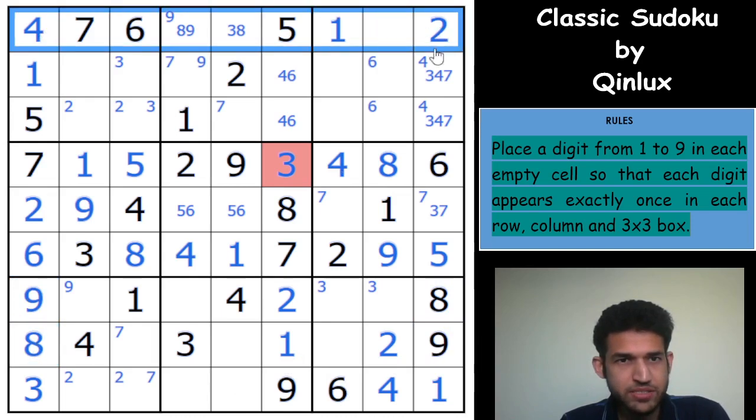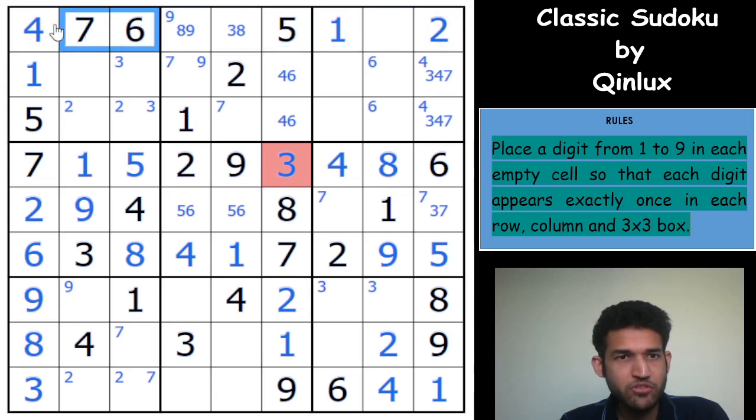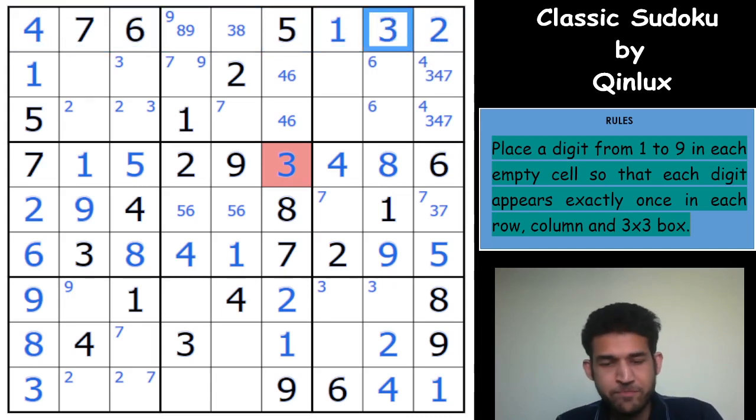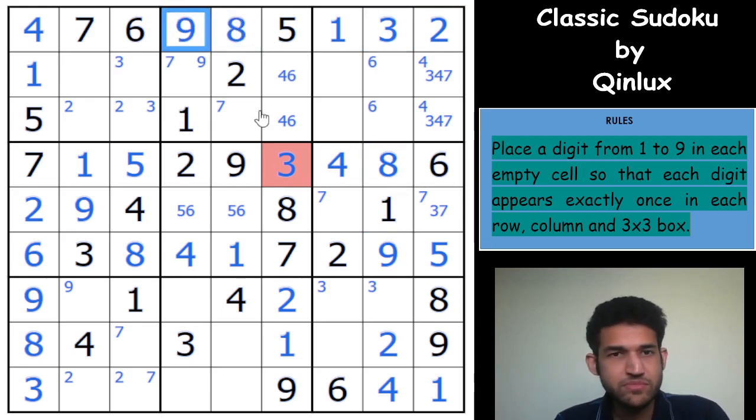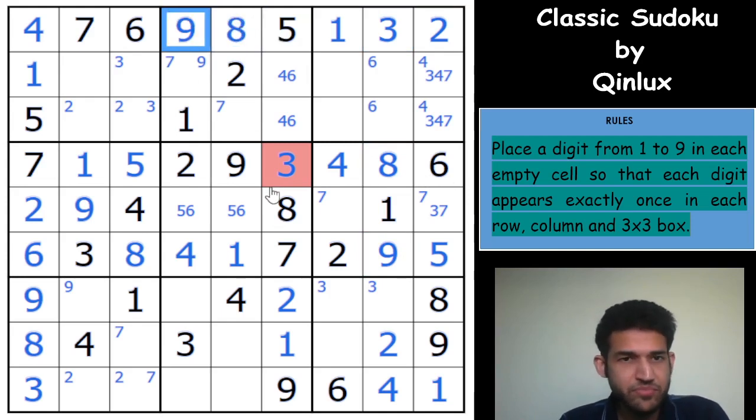And look at this row. This would be a hidden single again. 1, 2, 5, 4, 6 and 7. This would be a 3. Because you have 8 and 9 in here. So that gives me 8 here and a 9 here, right? Am I right? Yeah, that's an 8 and that's a 9.